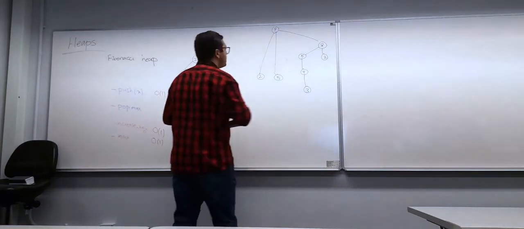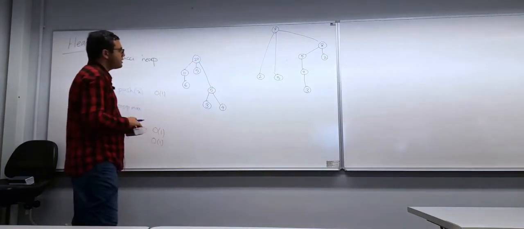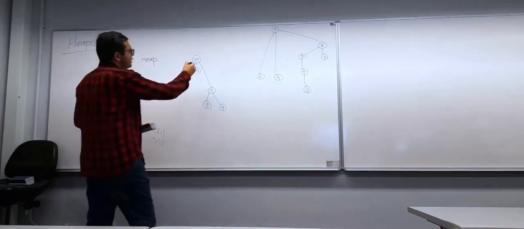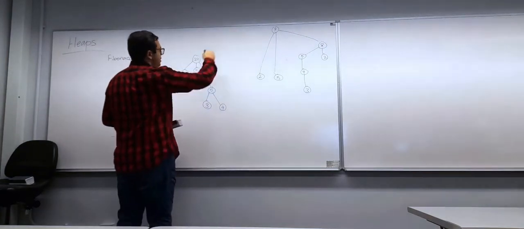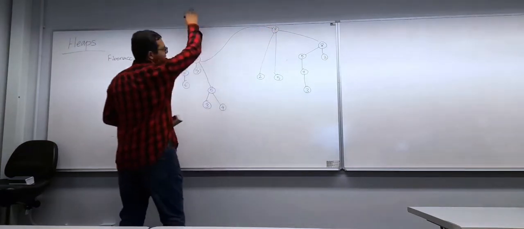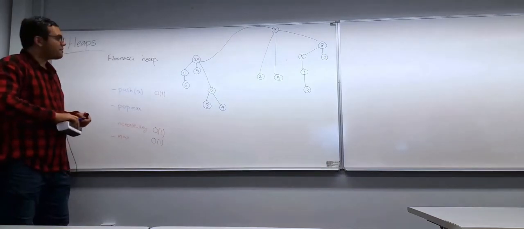Like that. And now I have two different trees, each of degree 3. So I can merge them. And the way I merge them is that 20 becomes the root. So just imagine that this is higher than that. I'm bad with examples. Okay.